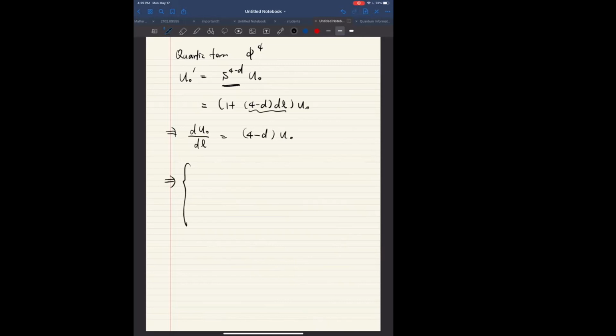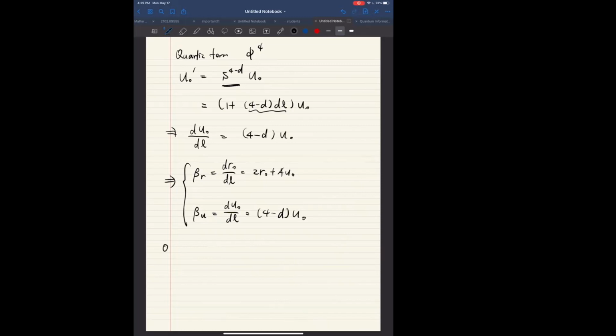So we have two coupled beta functions. One corresponds to R, another corresponds to U. This is the quadratic term, this is the quartic term, defined in this way. So this is a linear equation, so we can solve this easily, right?